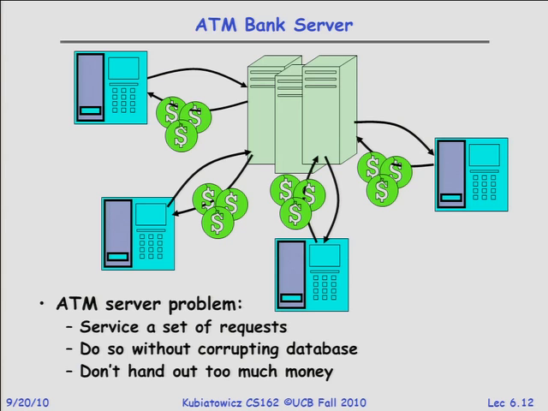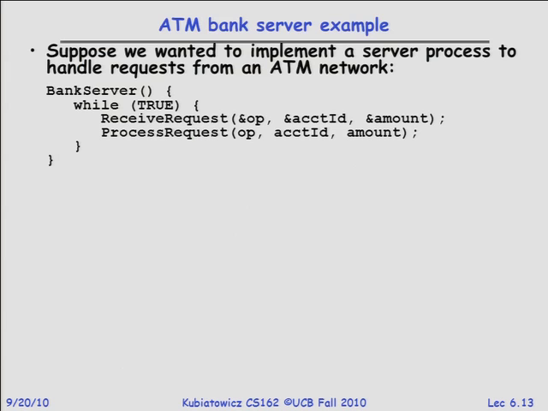So suppose we did this. The bank server runs this infinite loop that receives a request, which includes what operation you want to do, maybe the account ID and how much you want to deal with, processes the request, goes back, does the next one. So what's great about this code is it's serial, it's easy to look at, it's easy to understand, and you're going to annoy ATM customers all over the world, because each one has to wait for somebody else for a long time, probably.